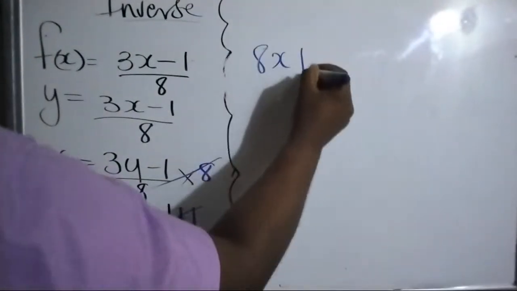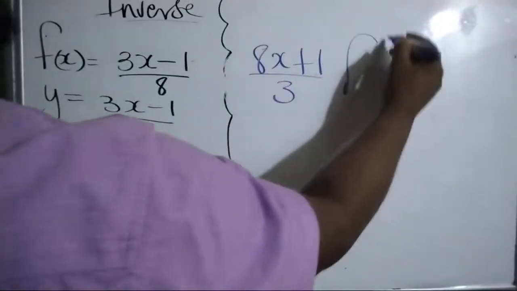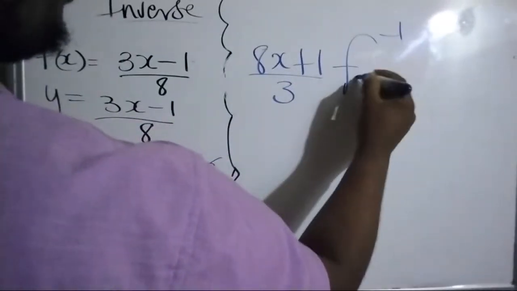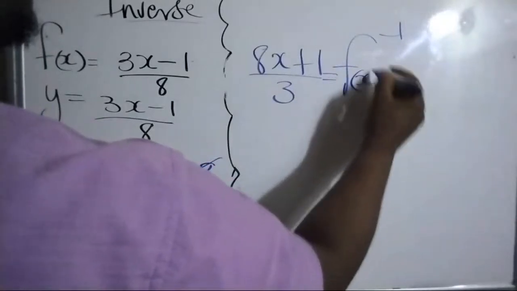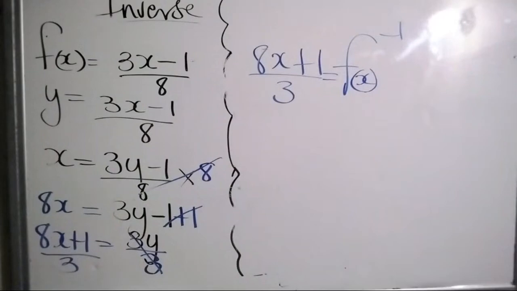Alright, so we have 8x plus 1 divided by 3. So you guys are correct. And this is how inverse is written: f of x to the negative 1. Once you see it to the negative 1, you know it's the inverse.